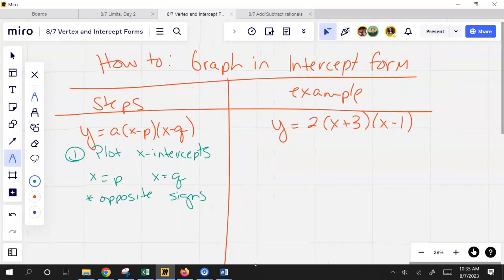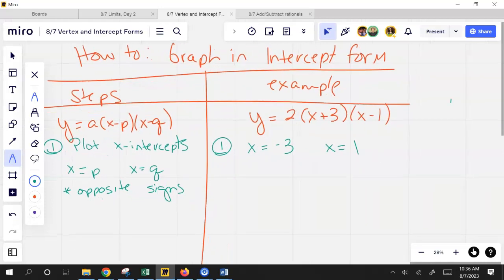So looking at the example, what are my x-intercepts? That's right. Don't plot this as one point. This is two different points, right? This is where it crosses the x-axis. So -3 and +1.